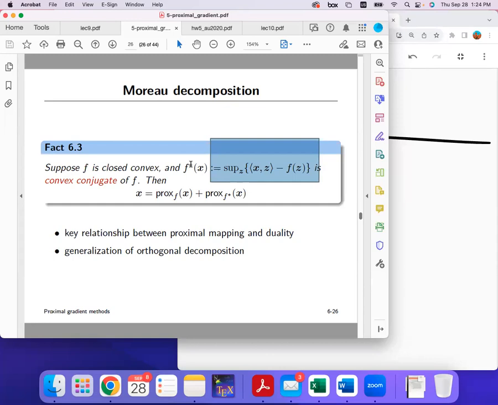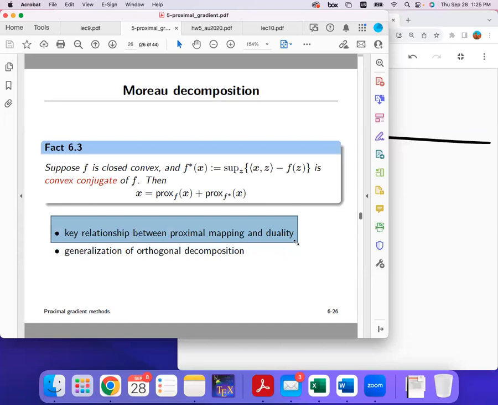Once we define this conjugate function, we can show that any vector x can be decomposed in this way: x equals the proximal mapping associated with f evaluated at x, plus the proximal mapping associated with f conjugate evaluated at x. This is a very important, elegant equation that shows the relation between proximal mapping and duality. And it also generalizes orthogonal decomposition.